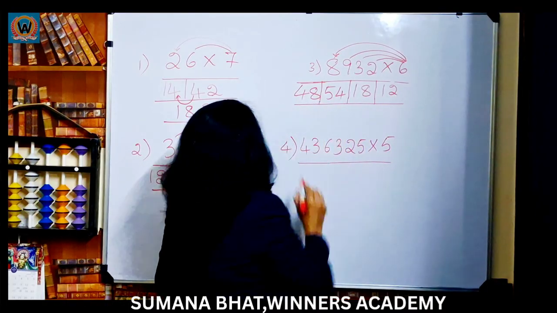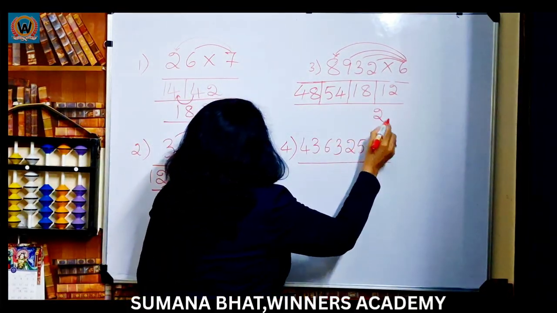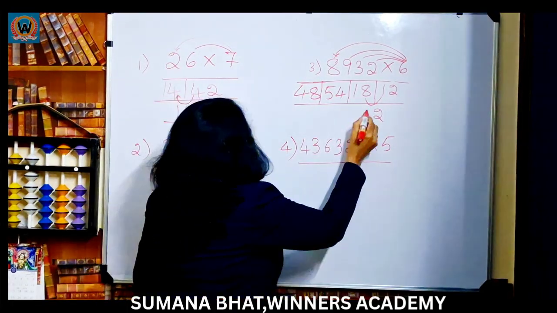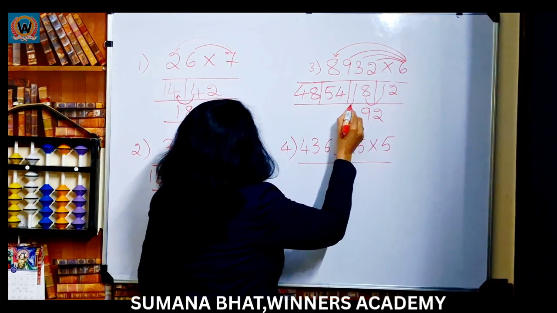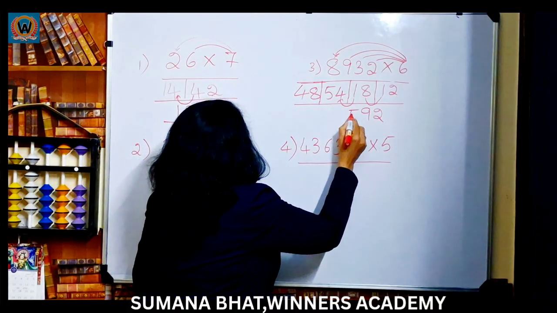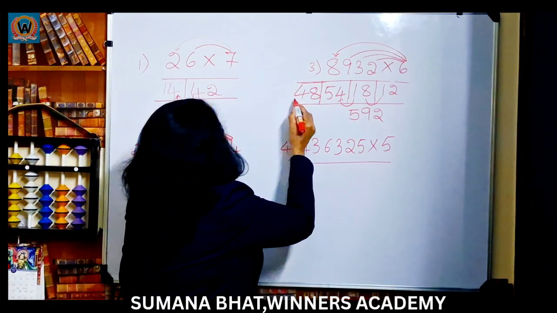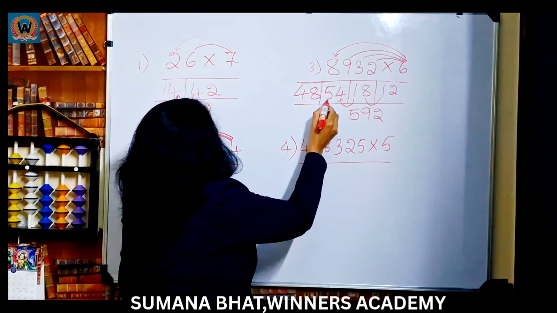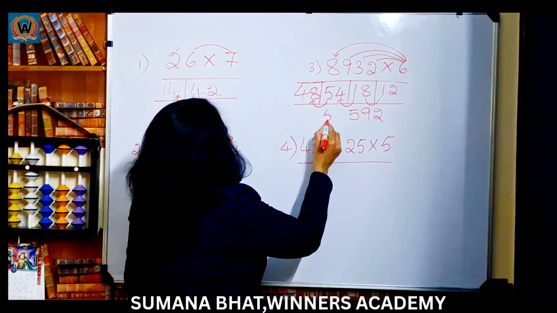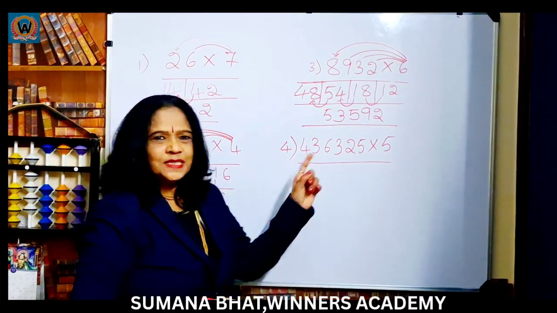Now, write the units place number of the last number as it is. The tens place you add to the next. 1 plus 8, 9. And add this 1 to the next number. 1 plus 4, that is 5. Then this 5 you add to the next. Like it is the last number, 48 plus 5 is 53. This is the answer. Is it not the easiest way?